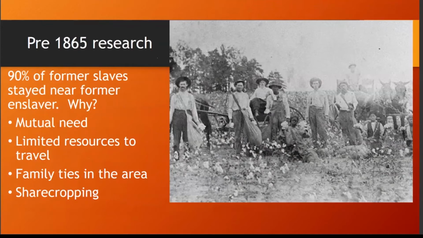Sharecroppers raised cash crops, usually cotton, and gave half of the crop to the landlord. The landowners charged high prices for goods bought on credit, and they often charged as much as 70% annual interest on those charges. The sharecropping system led to economic dependency and poverty, but it did give freedmen greater autonomy than they had during slavery. But due to lack of resources, 90% of former slaves did stay near the former slave owner, which makes it easier to figure out who that might have been.